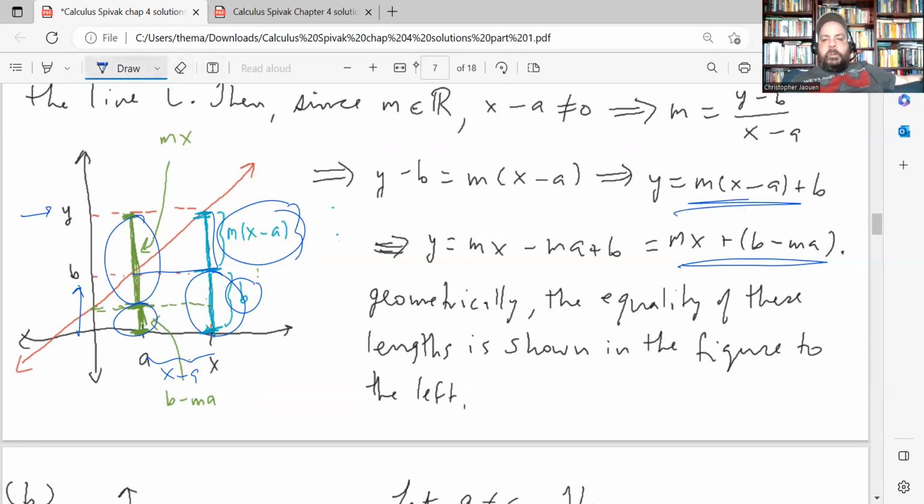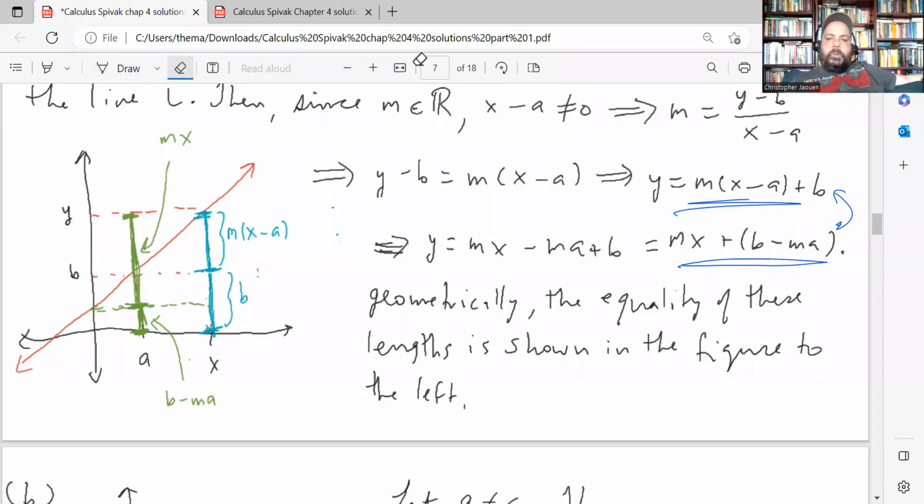You get the same y value. So these formulas give you the same height, right? So it should be clear from the drawing that that's true as well. All right, that was part A, I think it was, right?